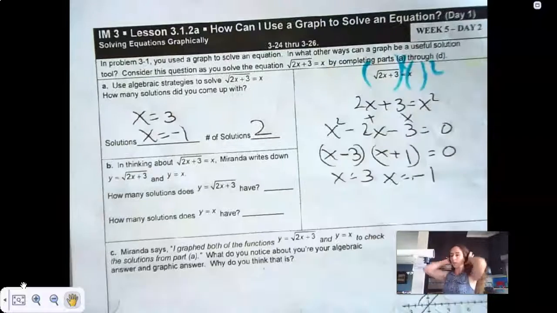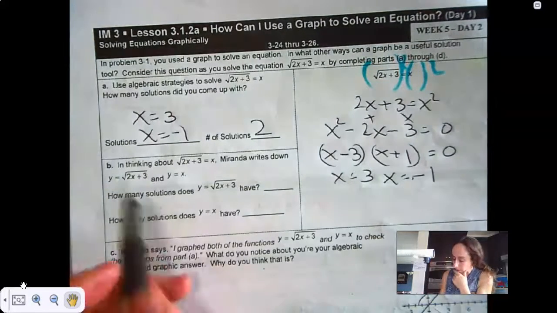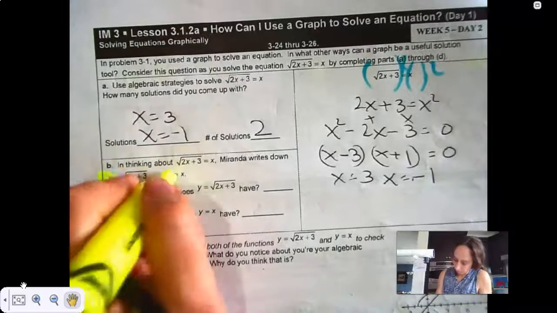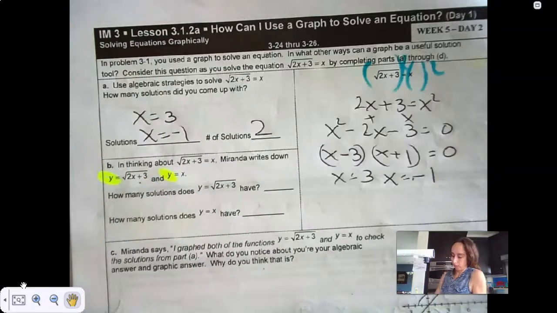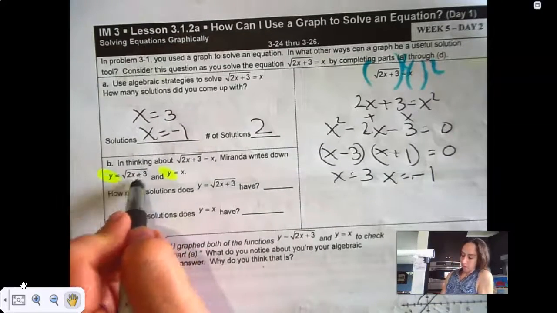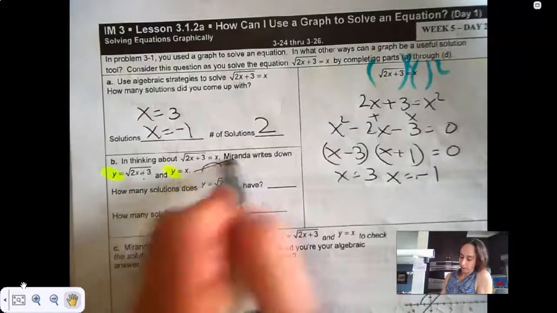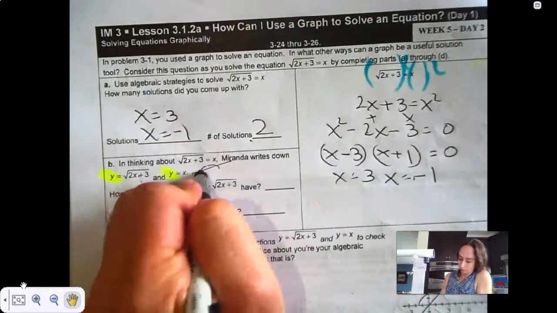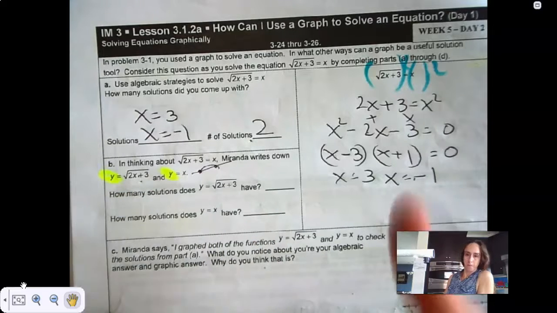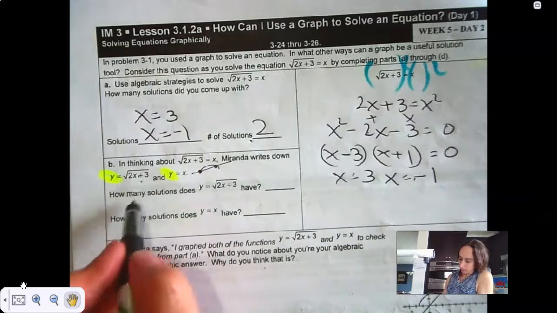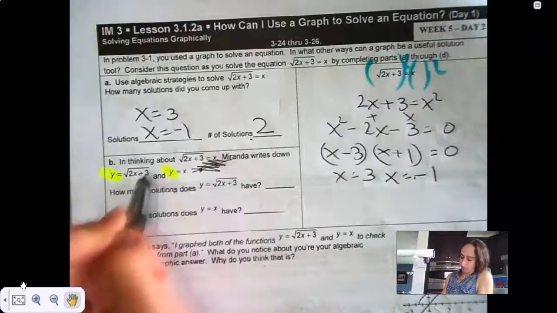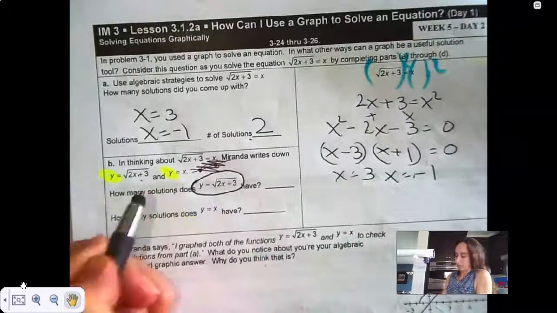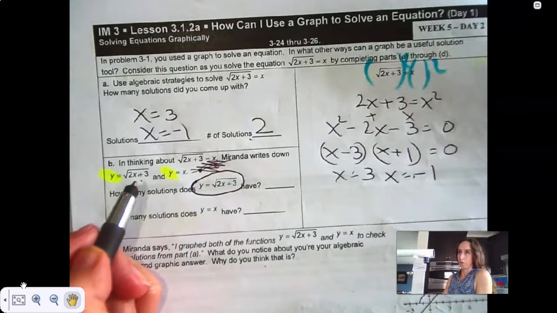Okay? So now we're thinking about it in a different way. Now it looks like they're talking about graphing it. So when you graph things, let's think about this. This is a half U and this is a line. So how many times are they going to cross? It seems like they're going to cross twice, doesn't it? Oh, sorry, that's not what they're asking. They want to know how many solutions does this have? That means how many possible answers are there?